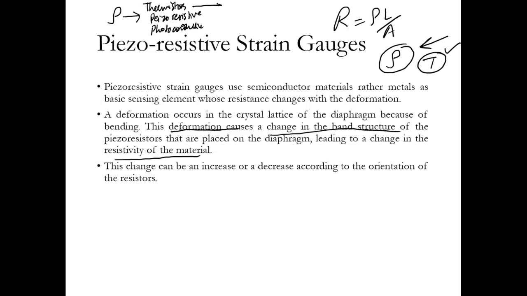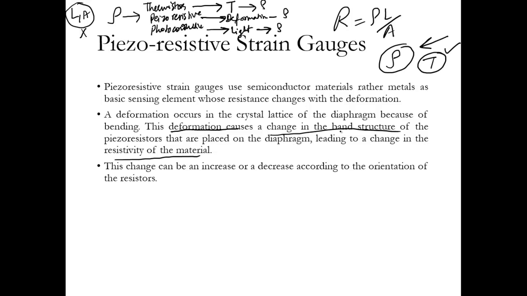So in the thermistors, in all these cases, L and A do not change much. In thermistors, it's temperature that causes change in the rho. In piezoresistive, it is the deformation that causes change in the rho. In photoconductivity, it is the light that causes change in the resistivity.